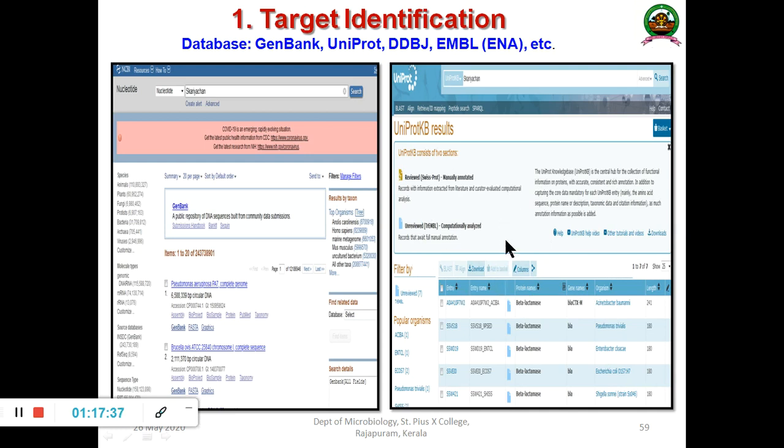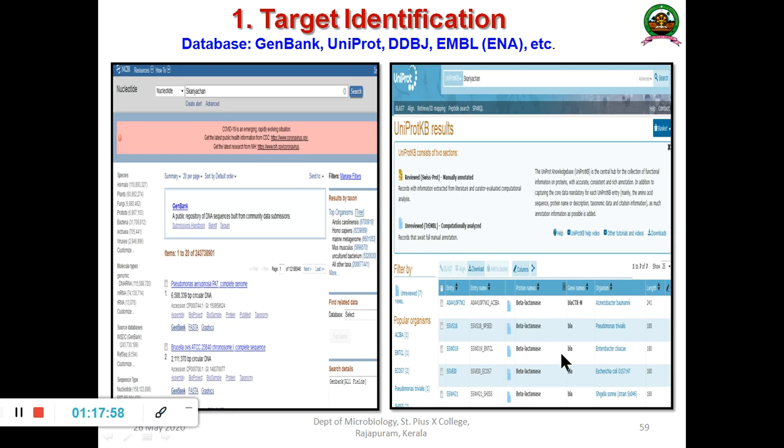This is one of the best. If somebody asks you what is the best database in bioinformatics, the answer is UniProt. Okay, this is a highly curated, annotated database. It has detailed information of each and every entry of the protein. So the UniProt database. From any of these databases you can select the target.